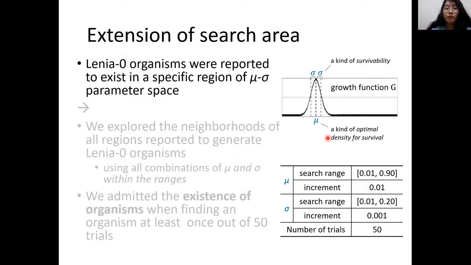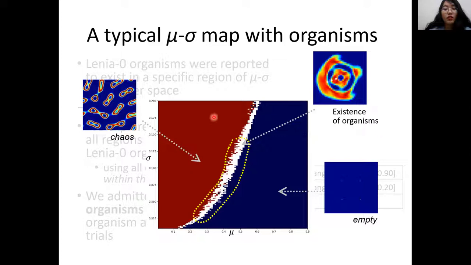This is a typical mesogram map with organisms, and the red region represents the area where patterns spread across the world. The blue region shows the area where no pattern appears at all. The white region between blue and red regions shows the parameter area where organisms are generated. The reason for the boundary like this is that the higher the value of mu, the higher the density of the living cells in the neighborhood must be to survive. Cells, the sigma is also high.